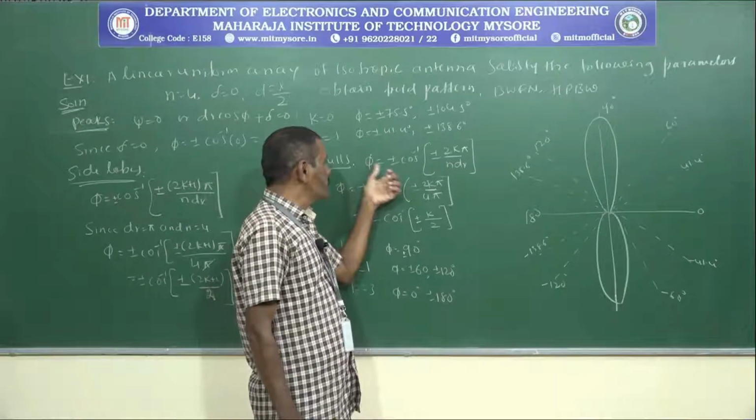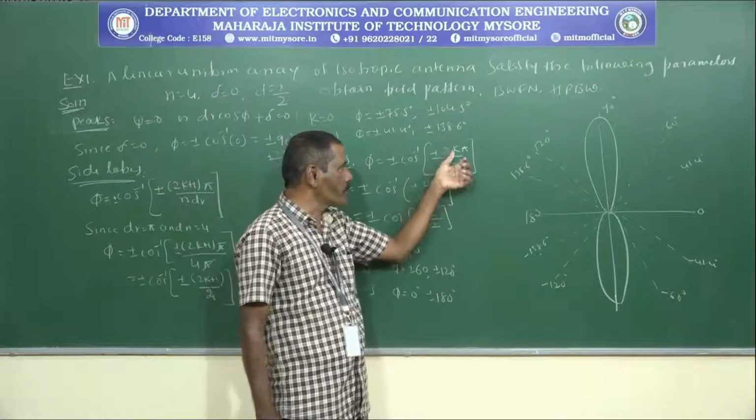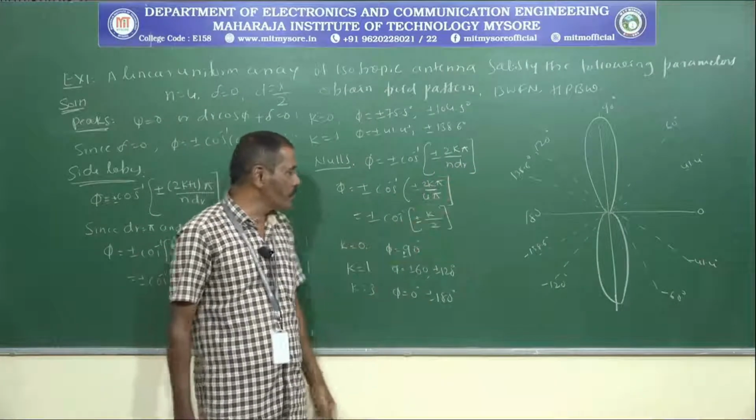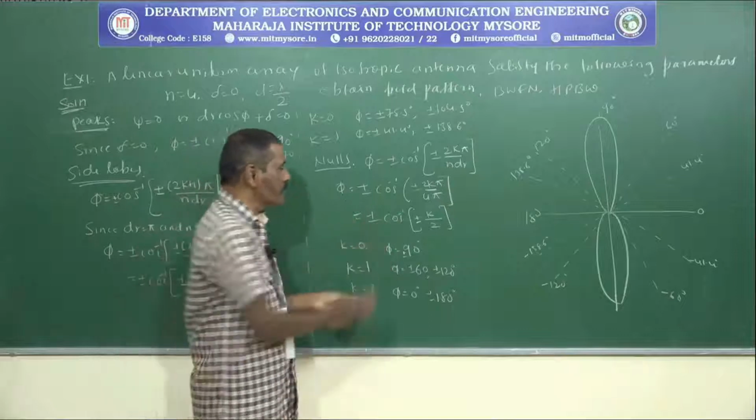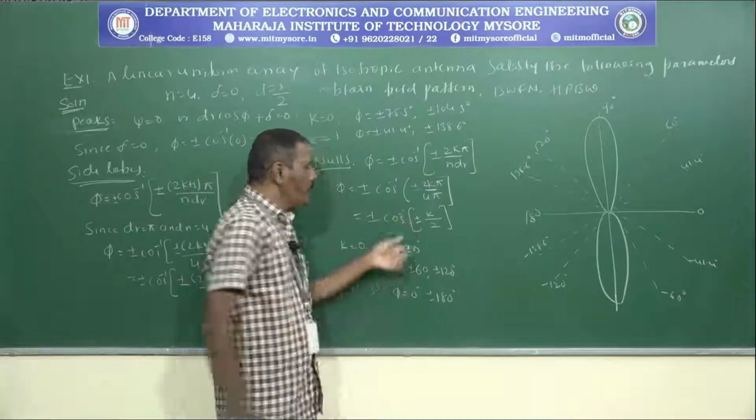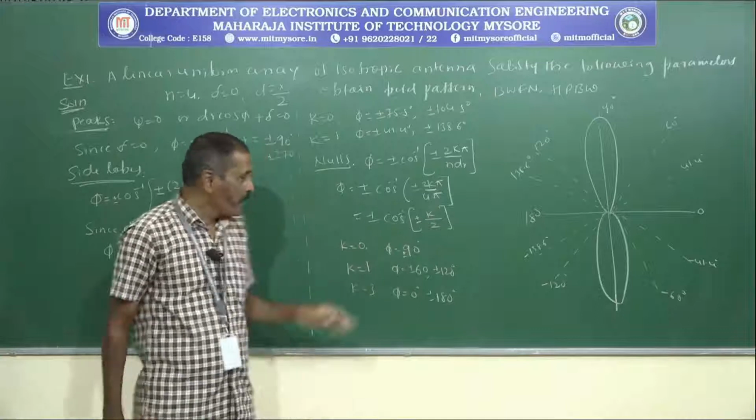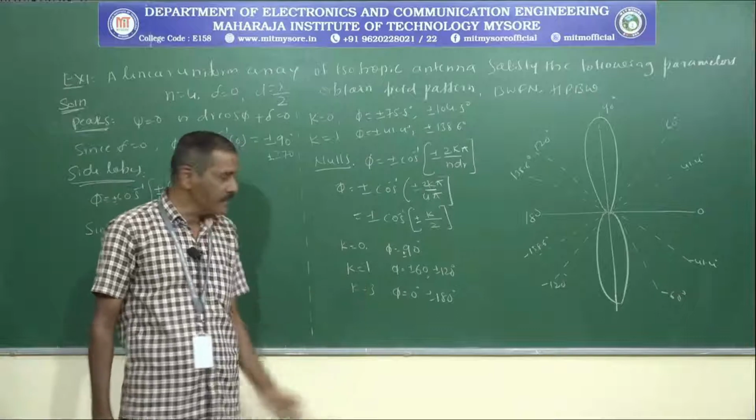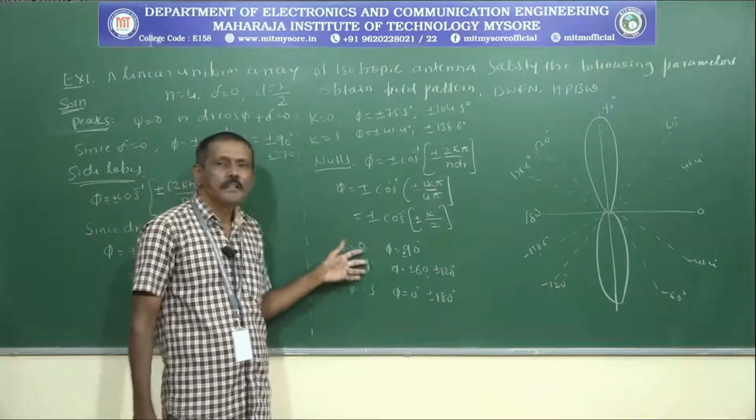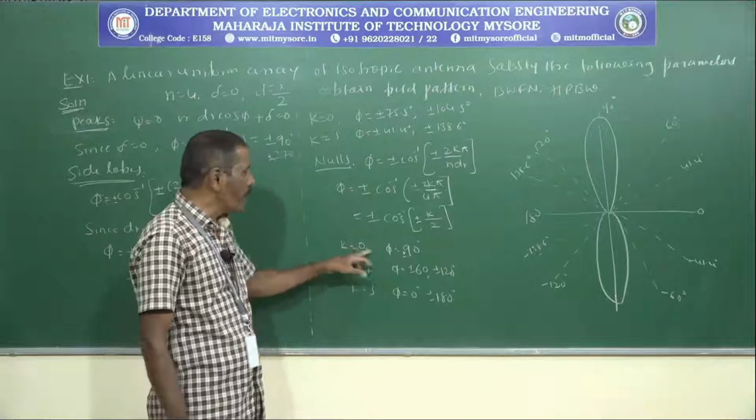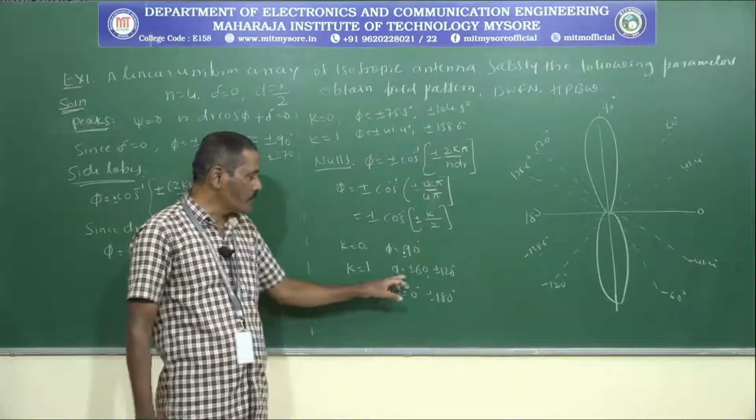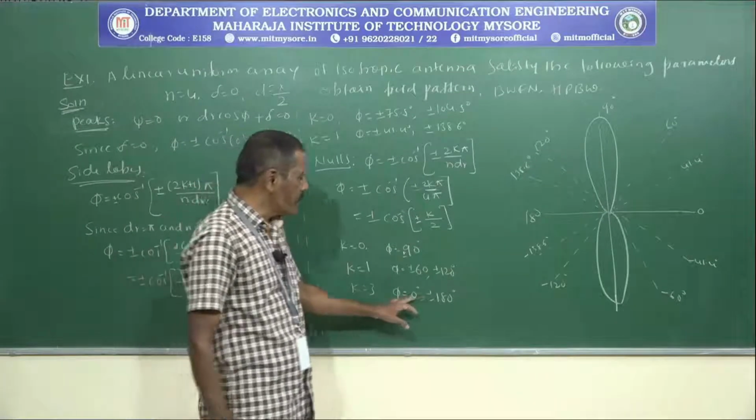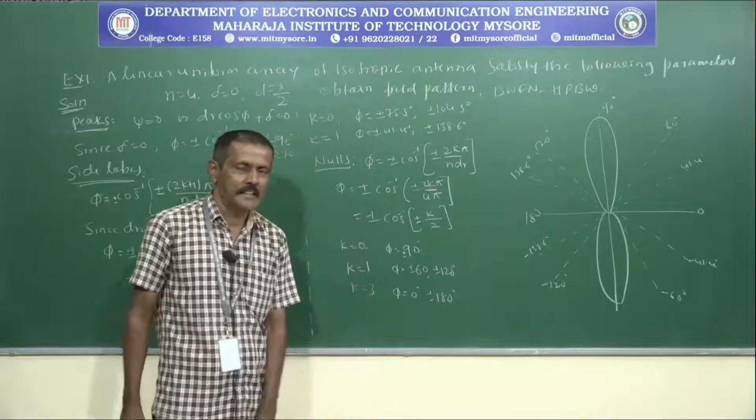To calculate the nulls, the equation is phi equal to plus or minus cos inverse of 2k into pi divided by n into dr. Now once again, substituting the n into dr value, phi equal to cos inverse of plus or minus k divided by 2. In this, go on changing the values of k from 0, 1, 2, 3, 4, 5 like this, but for simplification purposes, here only 3 values are taken. When k equal to 0, phi equal to 0; k equal to 1, this value is equal to 60 and 120 degrees. When k equal to 3, this value is equal to 0 and 180 degrees.